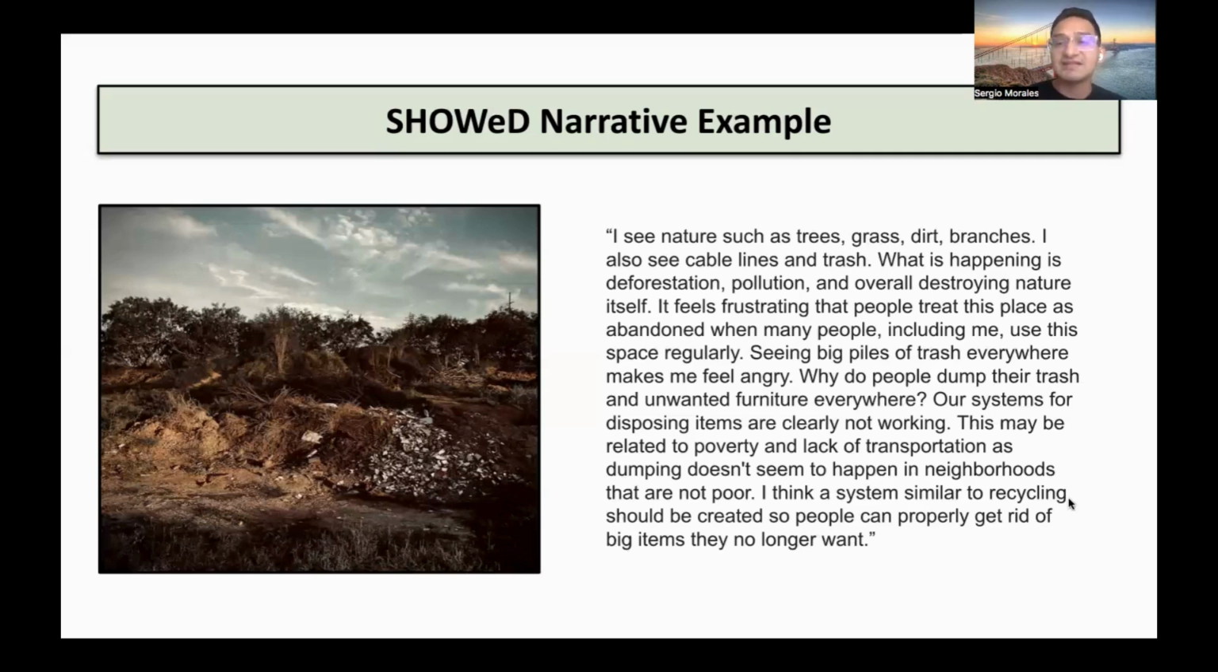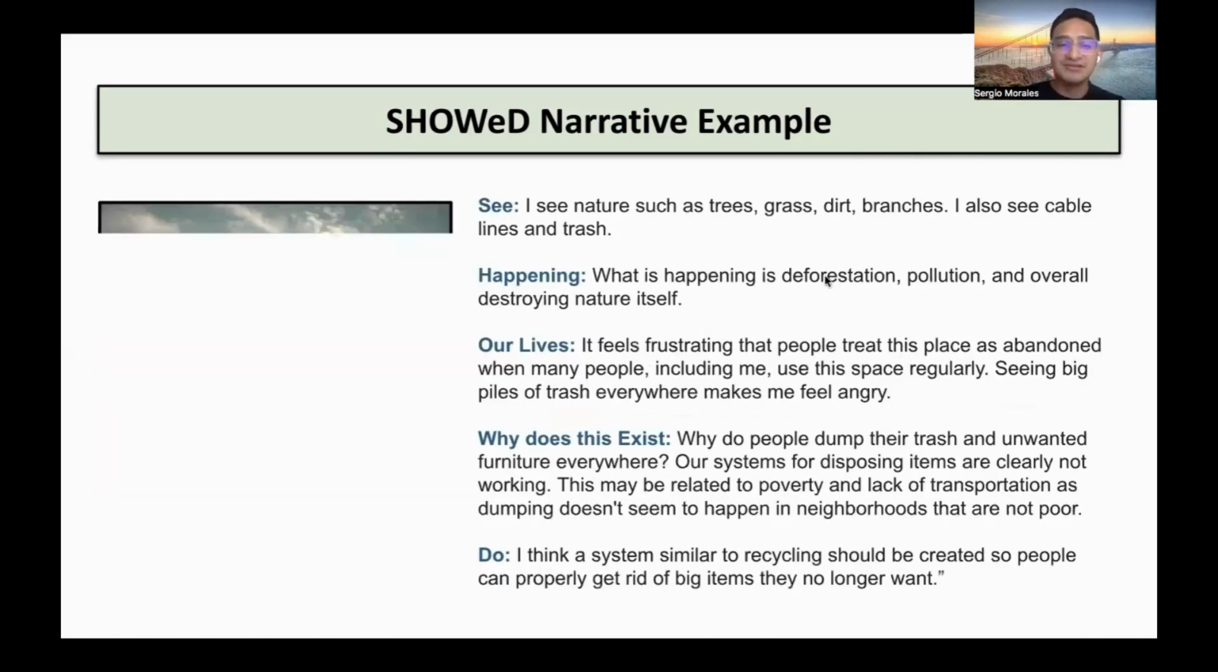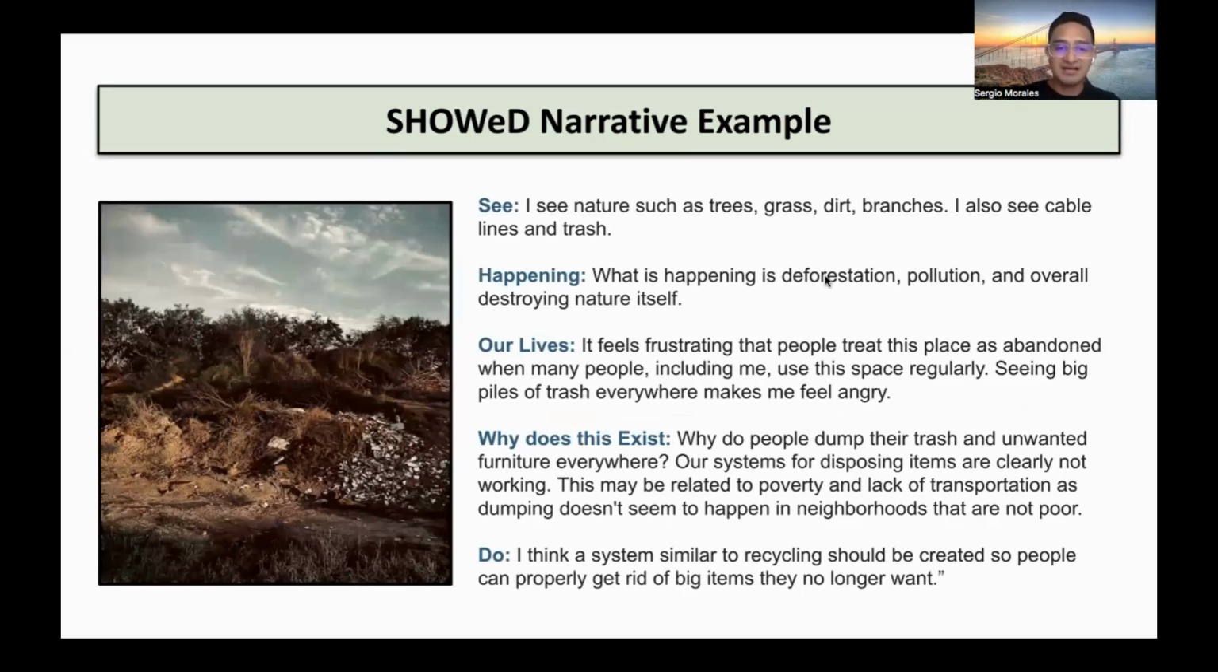And now we're going to analyze this narrative and break it down by each part of the SHOWeD method. So here you can see what's happening, our lives, why this exists, and then what to do about it. She starts her narrative with what she sees: trees, grass, dirt, nature, but also trash and cable lines scattered around. Then she gives more context into what is happening: deforestation, pollution, and nature destroying itself because of this.